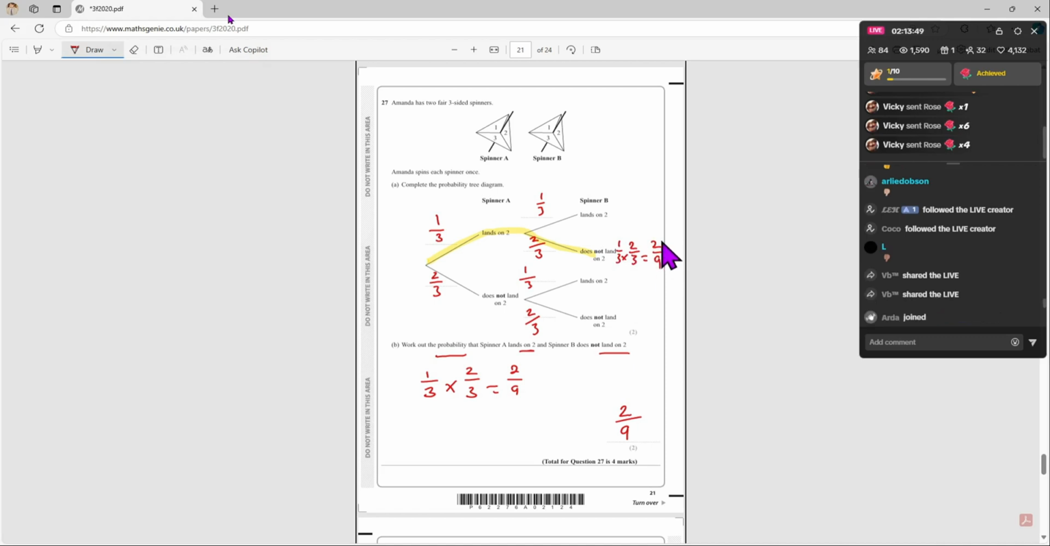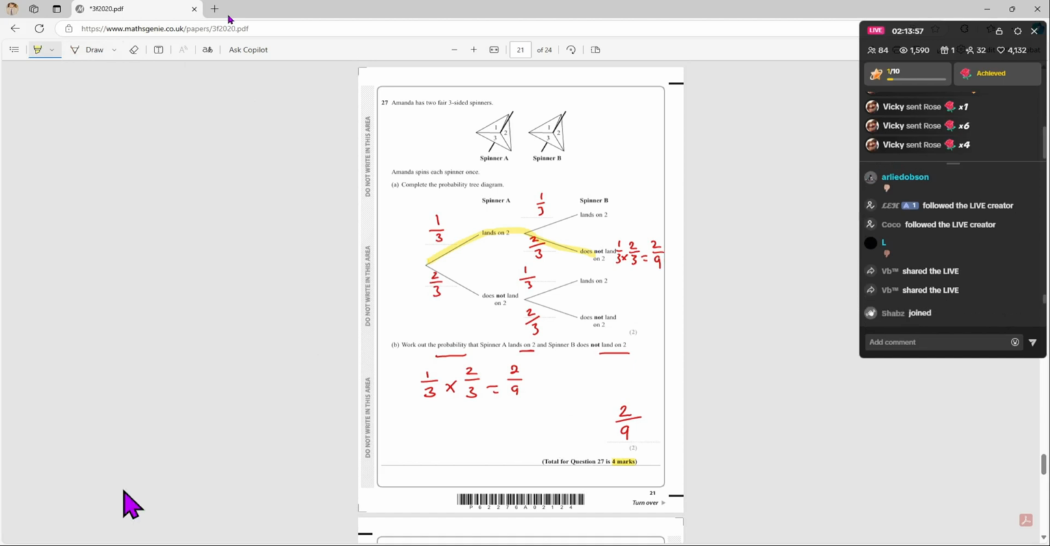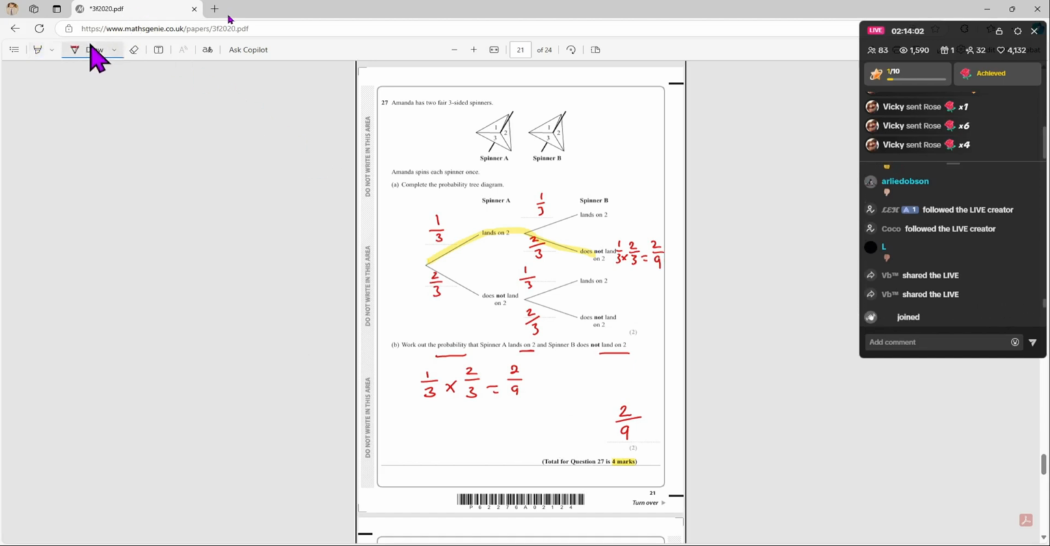That was a very easy probability question. If you knew what probabilities actually are, then you were good with that question. Give a thumbs up if you are ready to move on to our next question.